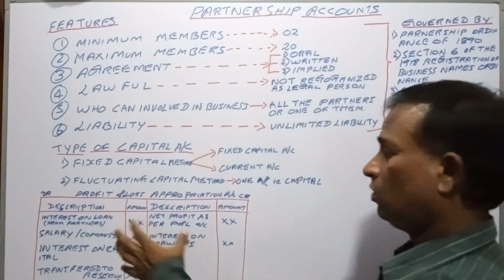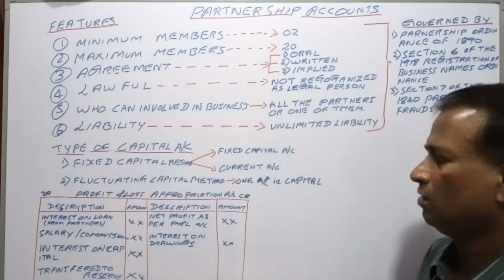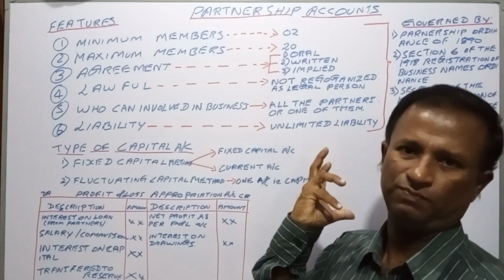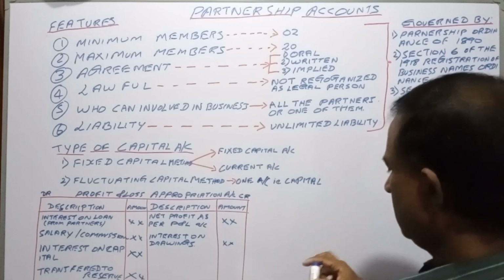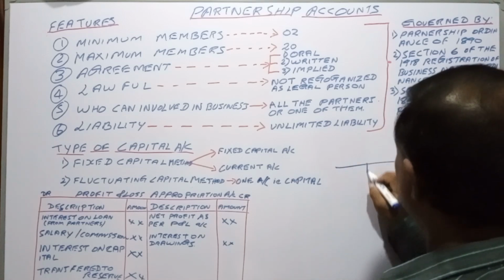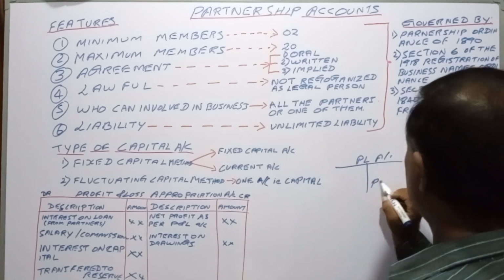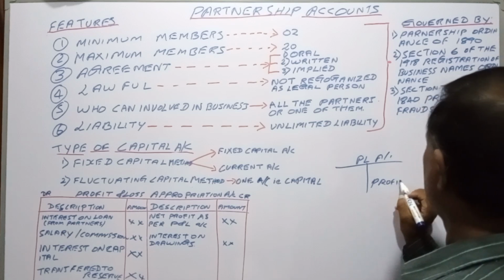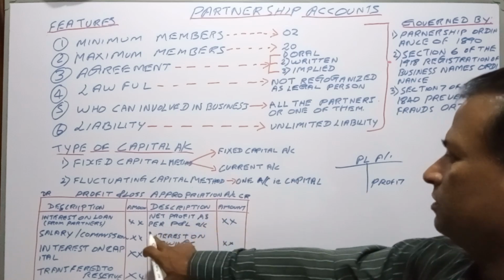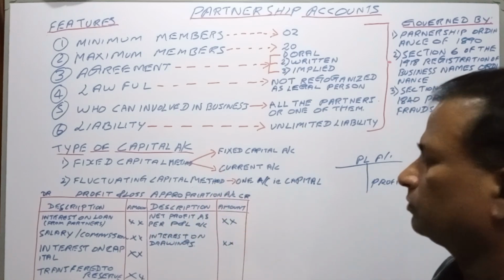We do not record these partners' related transactions in the profit and loss account, right? We have to exclude them from the profit and loss account, and we take the profit from the profit and loss account and bring it here, as the net profit as per profit and loss.